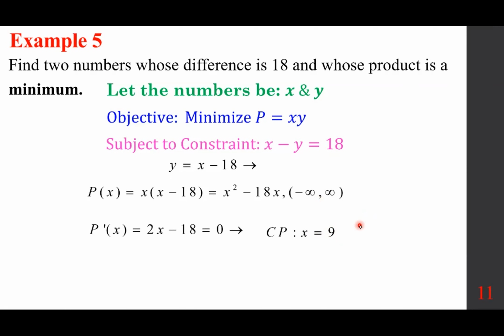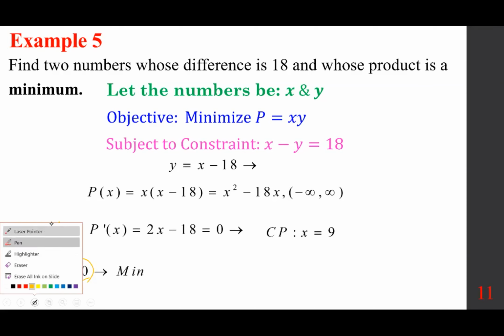Again, the second derivative makes it easy because P double prime is just the number 2, a positive value, which makes it a minimum. Why is that? Because when it's positive, it means concave up, looking like that. And we have the minimum at x equals 9.